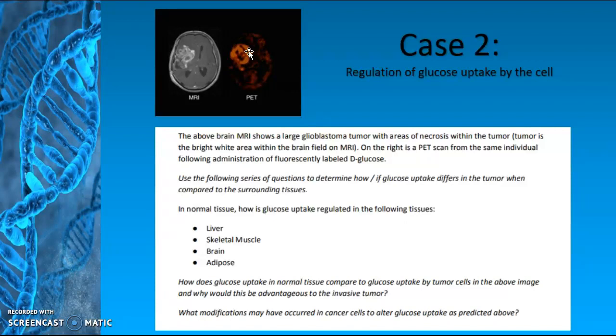Use the following series of questions to determine how and if glucose uptake differs in the tumor when compared to surrounding tissues. In normal tissue, how is glucose uptake regulated in the following tissues? The liver, skeletal muscle, brain, and adipose tissue. How does glucose uptake in normal tissue compare to glucose uptake by tumor cells in the above image, and why would this be advantageous to the invasive tumor? What modifications may have occurred in the cancer cells to alter glucose uptake as predicted above?